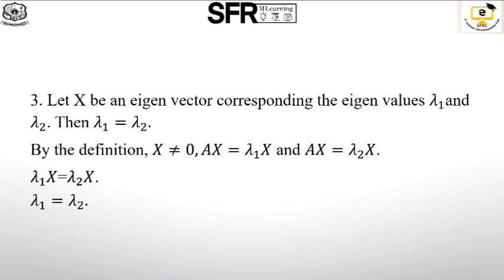Next, by the definition of eigenvalues, Ax equals lambda 1 x and Ax equals lambda 2 x. Here the left sides are equal, so the right sides are also equal. That implies lambda 1 x equals lambda 2 x, which implies lambda 1 equals lambda 2. That is, an eigenvector has only one eigenvalue.